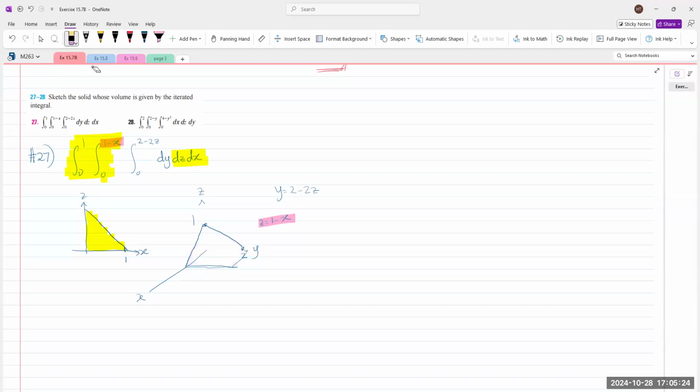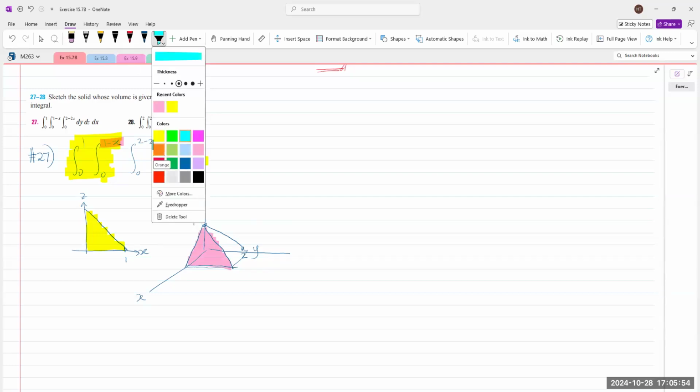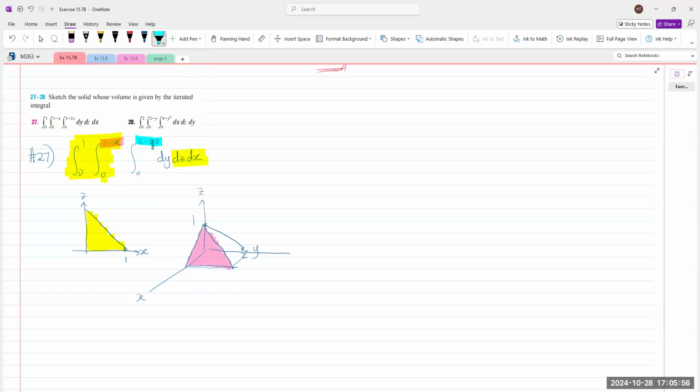I don't like this. Sorry, I erased too much. So this is z equals 1 minus x, and let me use this one. This is y equals 2 minus 2z.